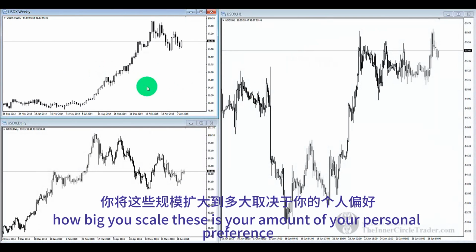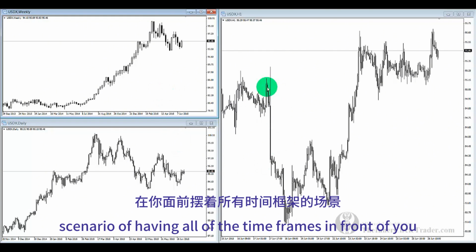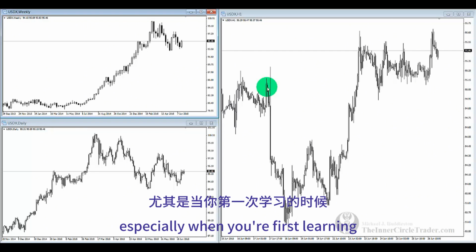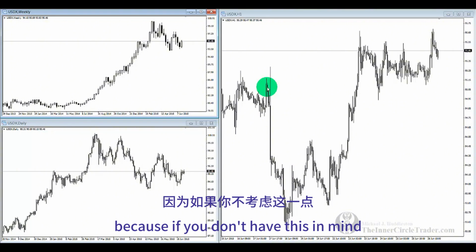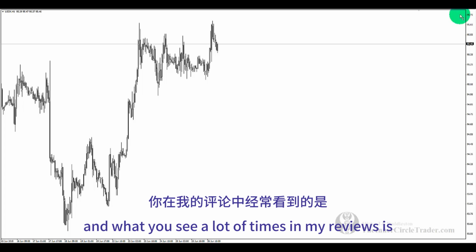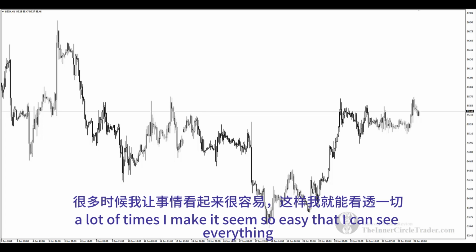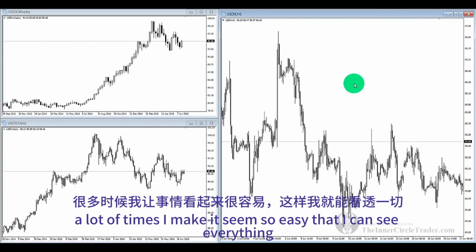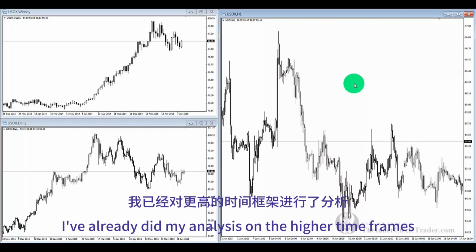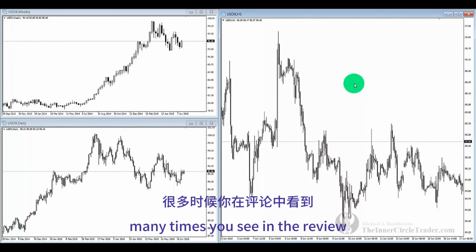How big you scale these is a matter of your personal preference, okay? But as long as you have the ideal scenario of having all of the time frames in front of you, especially when you're first learning. If you don't have this in mind, you can look at this chart here, and what you see a lot of times in my reviews is we'll have one time frame, and I'm only talking about this, okay? But unfortunately, a lot of times I make it seem so easy that I can see everything just on that one time frame. I've already done my analysis on the higher time frames and worked my way down into that time frame, which many times you see in the review.